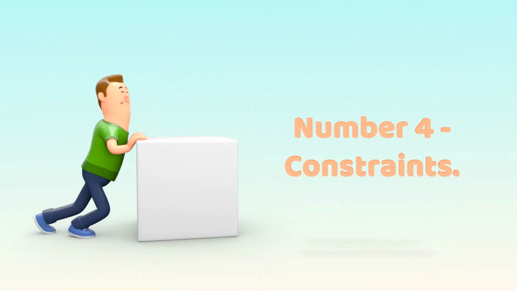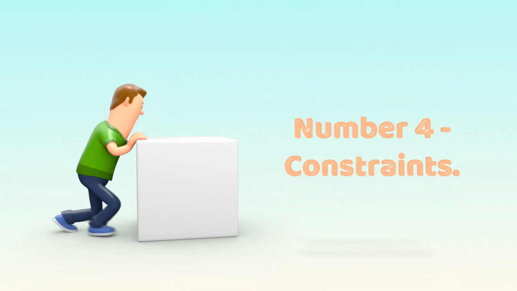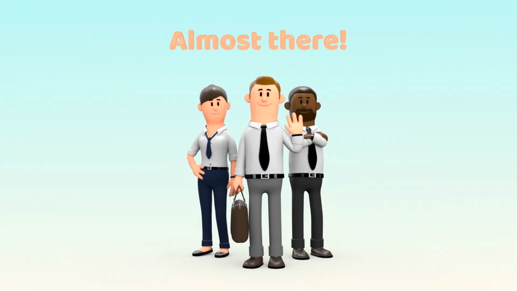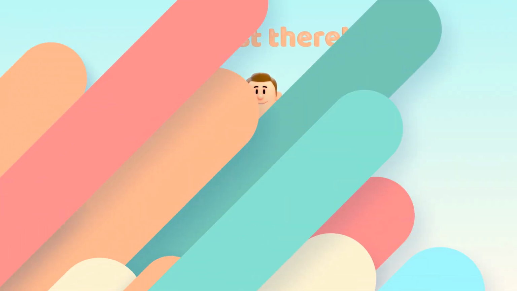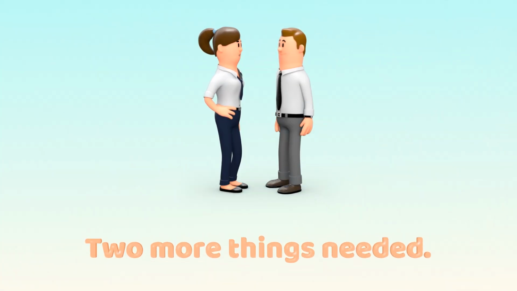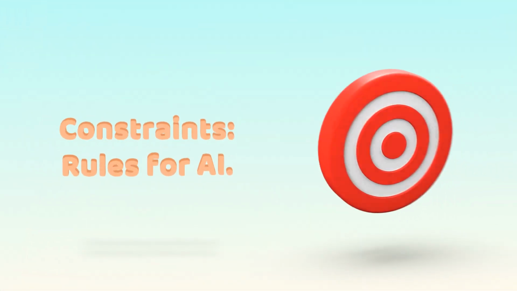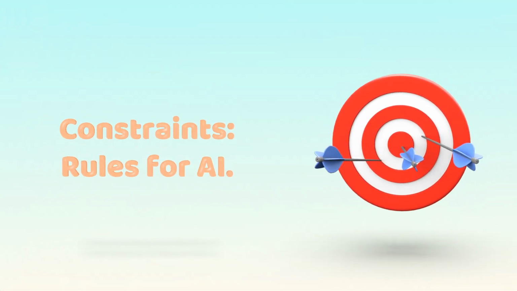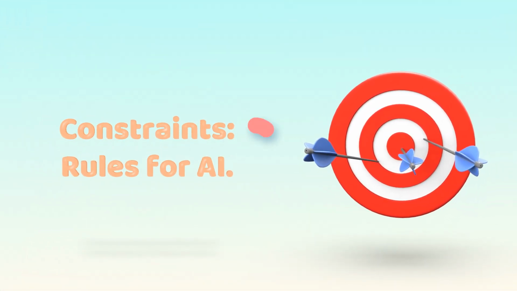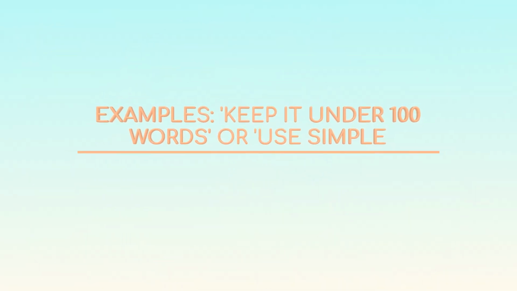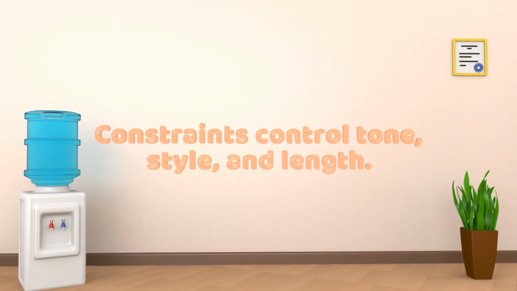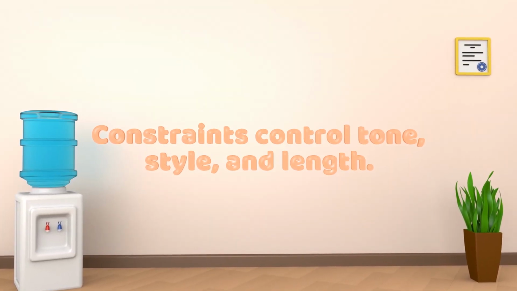Number 4, constraints. Your prompt contains role, task, and context. We're almost there, but we still need 2 more things. Constraints are the rules or limits you want the AI to follow. You can say, keep it under 100 words or use simple language. Constraints help you control the tone, style, and length.